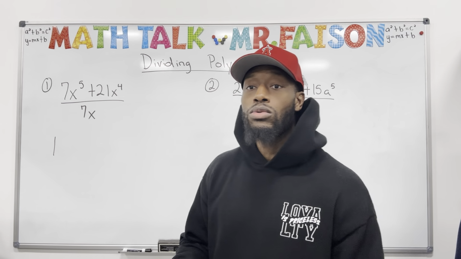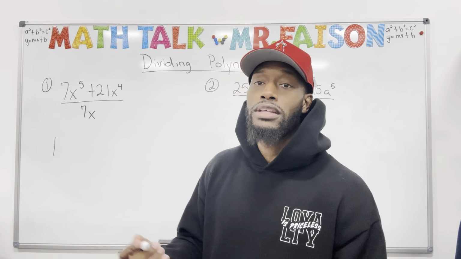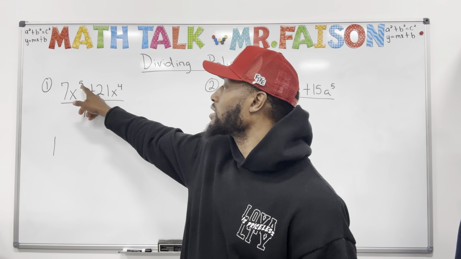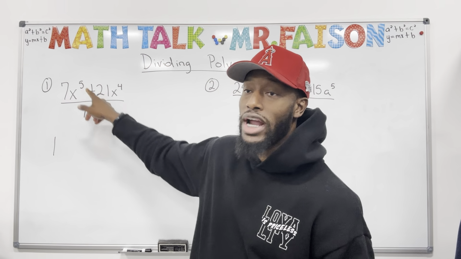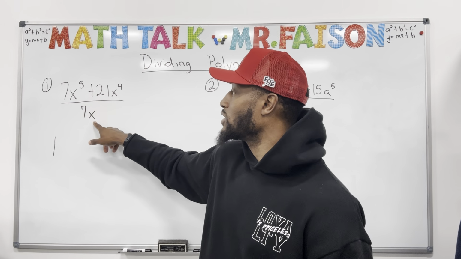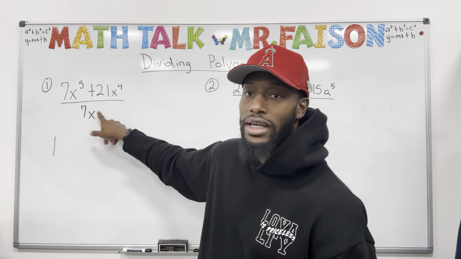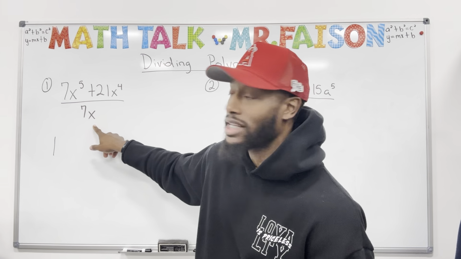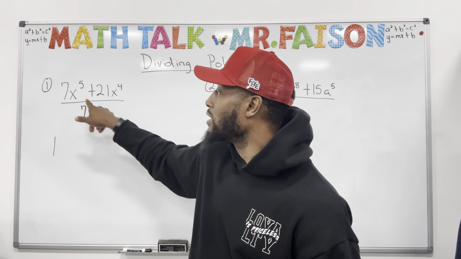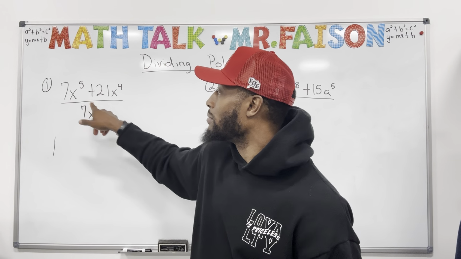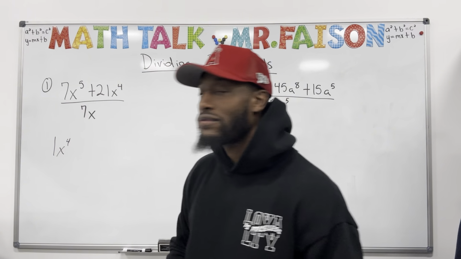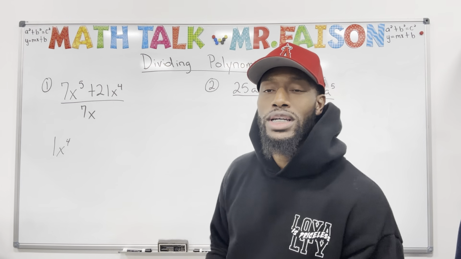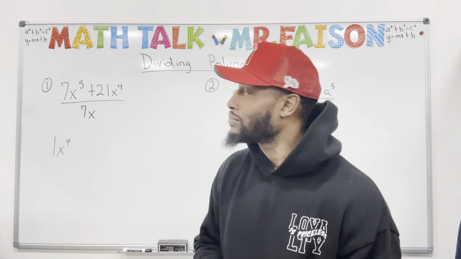right? Then I'm gonna subtract the variables. So right here I have x to the 5th and I just have an x. So I'm gonna subtract these. Now right here, I don't see a number, but I understand that it's just 1x, right? So I'm gonna do 5 minus 1. 5 minus 1 is 4. So my first one, I have 1x to the 4th, or it could have just been x to the 4th, whichever one you prefer, right?